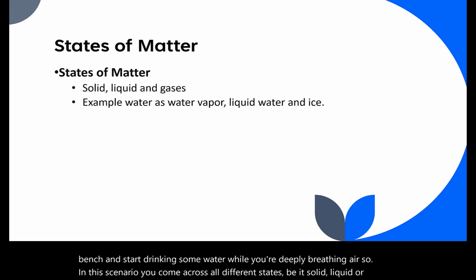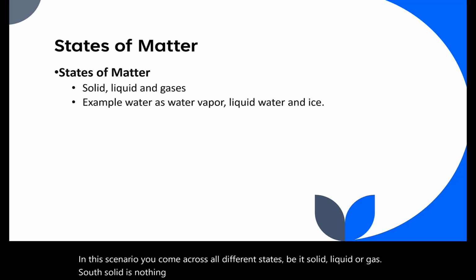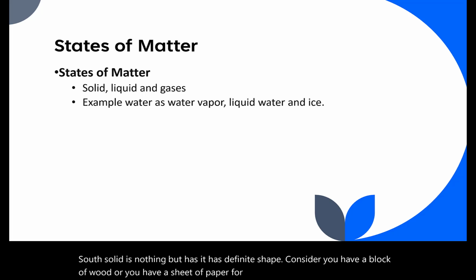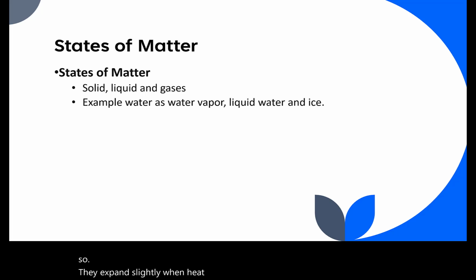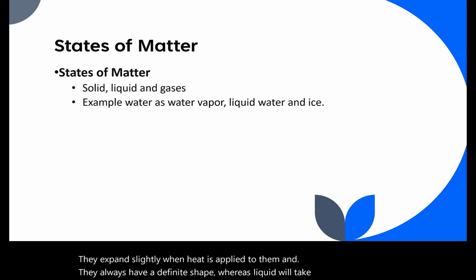So a solid has a definite shape. Consider a block of wood or a sheet of paper, for example. All these are forms of solid. They expand slightly when heat is applied to them, and they always have a definite shape, whereas a liquid will take the shape of a container.